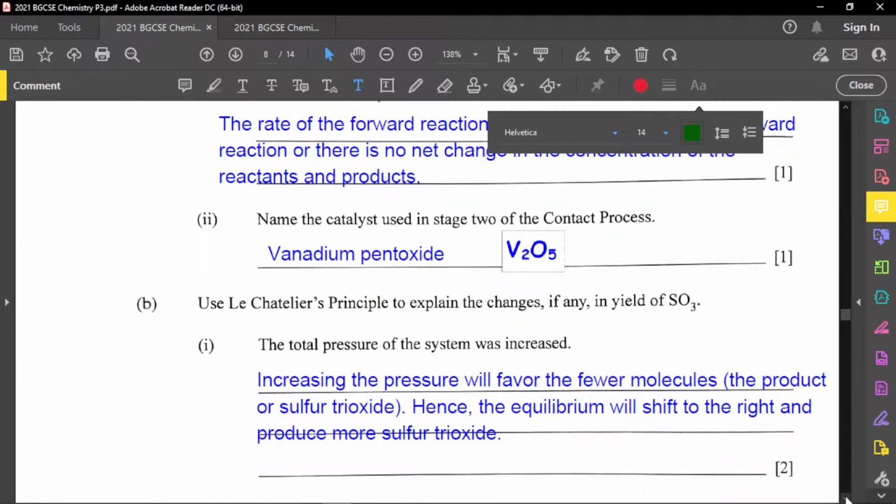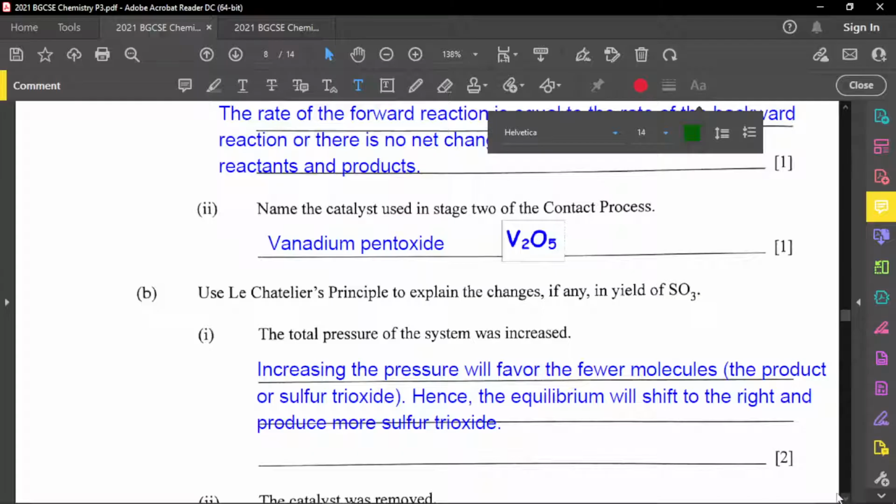All right, so based on Le Chatelier's principle now, if you increase the pressure, and remember that pressure is based upon particles and volume when it comes to gas, what will happen? The reaction will favor the fewer molecules, which is the product side, sulfur trioxide. And so, hence, the equilibrium will shift to the right and produce more sulfur trioxide to balance out the equation. So think about particles again. More particles mean more pressure generally.